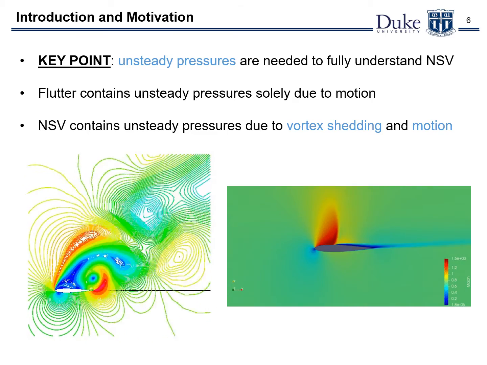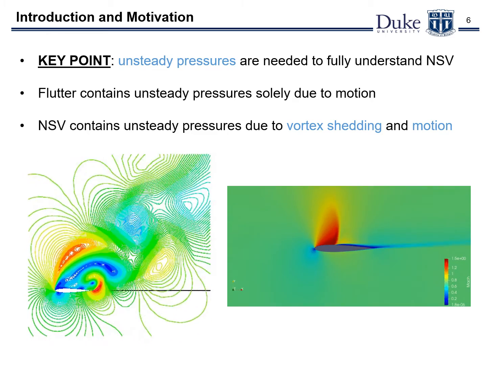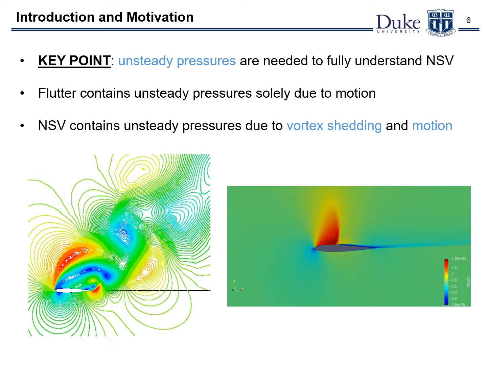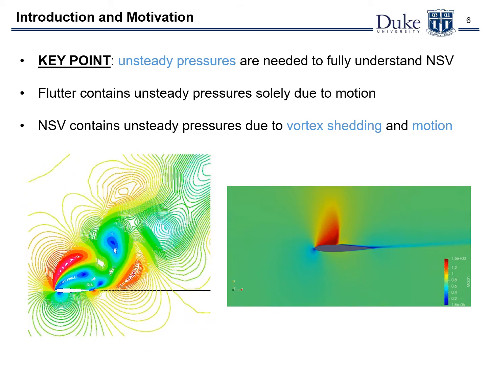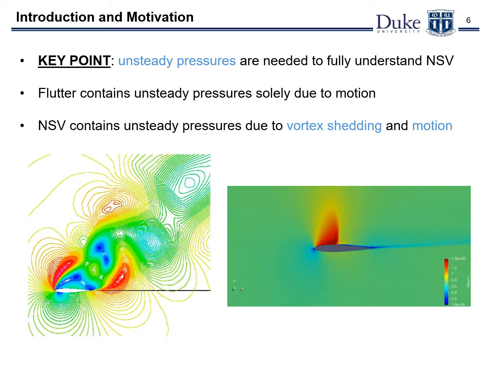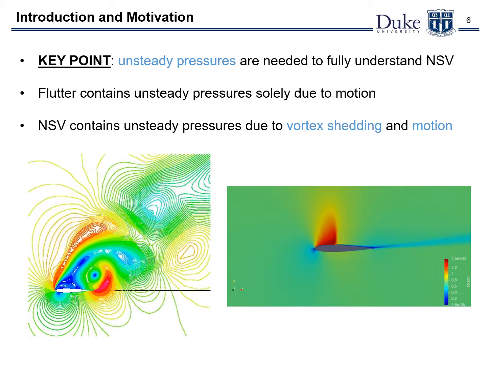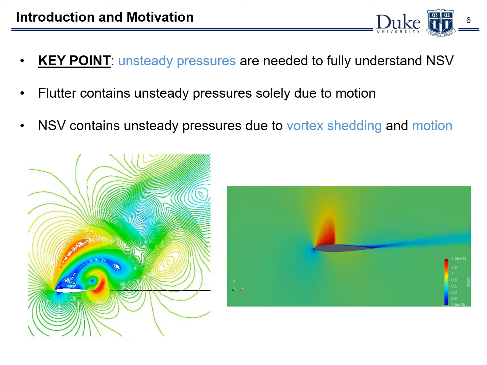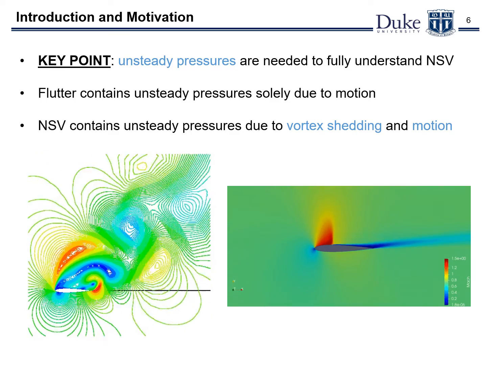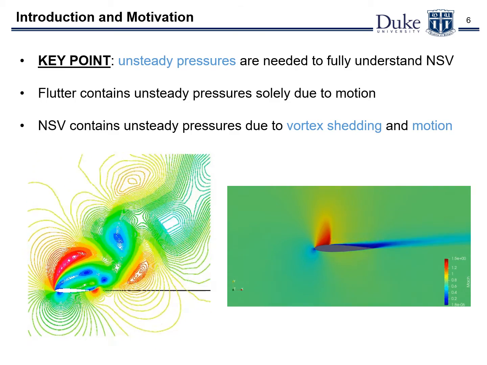Now, to fully understand NSV, the unsteady pressures need to be fully understood. Previously, unsteady pressures were measured in flutter, but there was only one contribution, and that was due to the motion of the body. NSV contains unsteady pressures due to the vortex shedding and the motion of the object, so it's a much more complicated phenomenon to study.